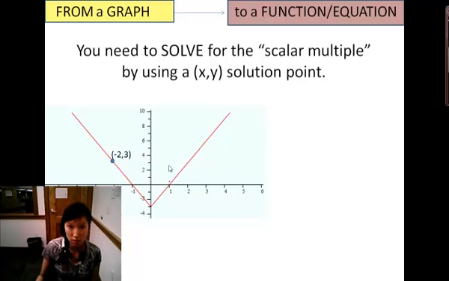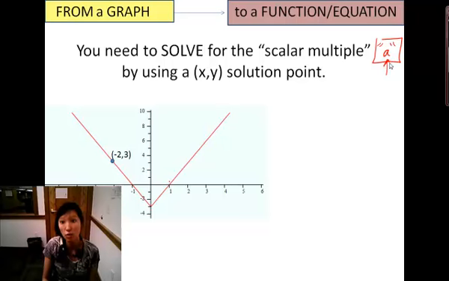The biggest thing is, I think at this point we know how to do the transformations of shifts and flips and apply that to an equation, but would we know how to solve for the scalar multiple? That's a little bit harder to do, so it involves some algebra technique. Basically you're going to come up with the equation and plug in the transformations, recognizing that you're going to have to solve for our scalar multiple, or our a. So we'll use an xy solution point to do that.